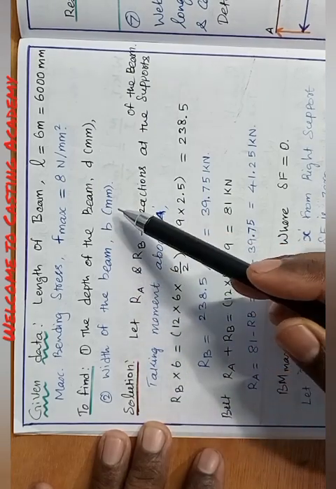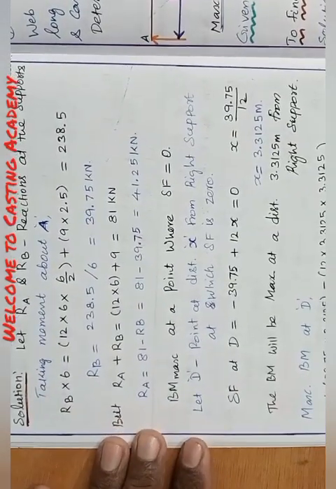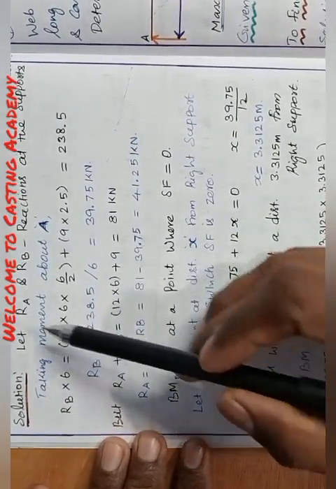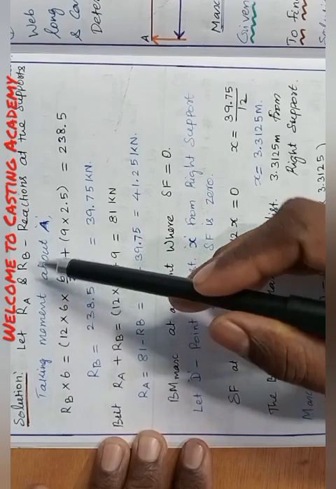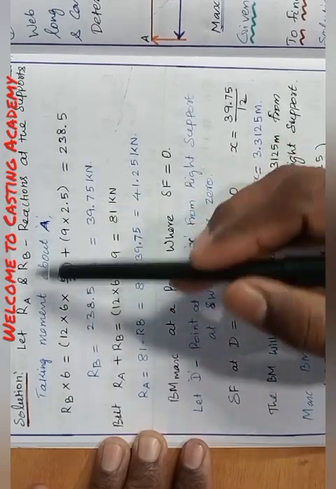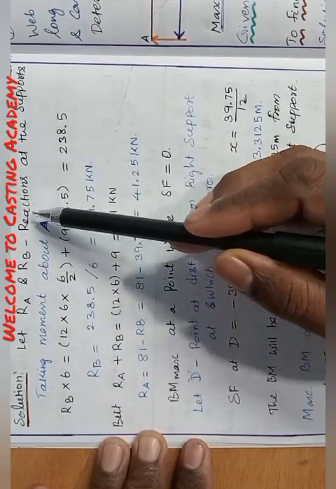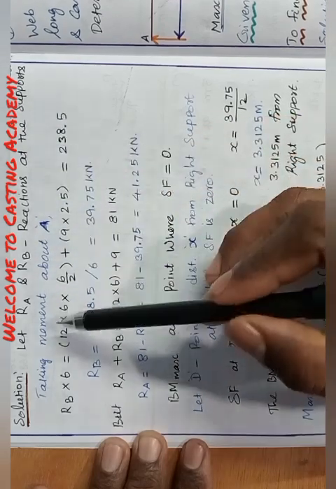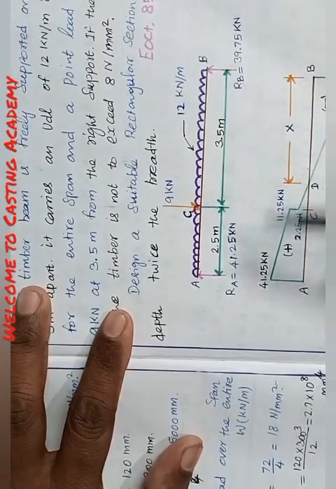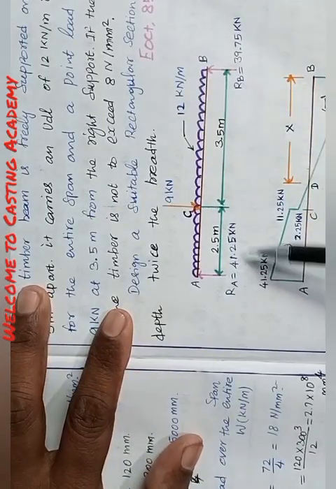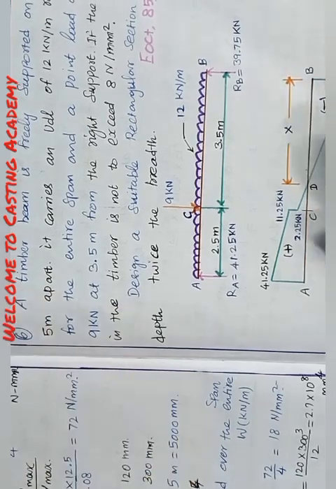We want to find the depth of the beam D in mm and width of the beam B in mm. First of all, we proceed with the reactions: let RA and RB be the reactions at the supports. So here the RA and RB.